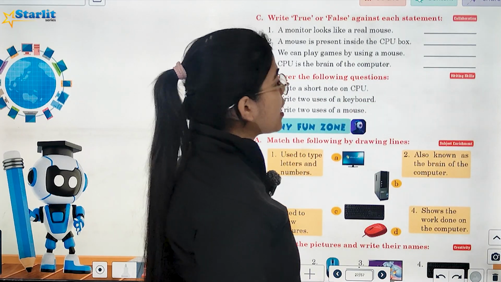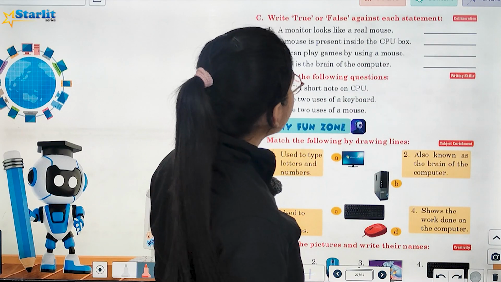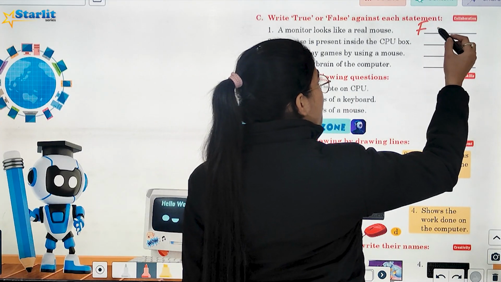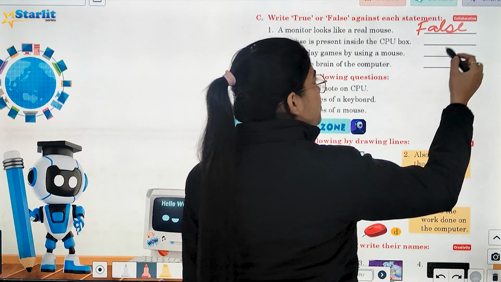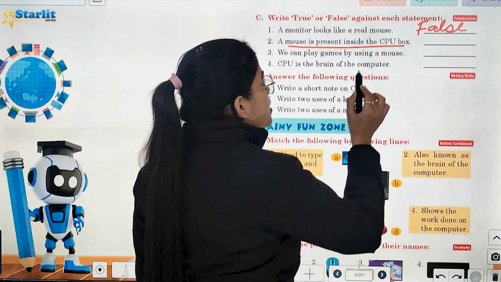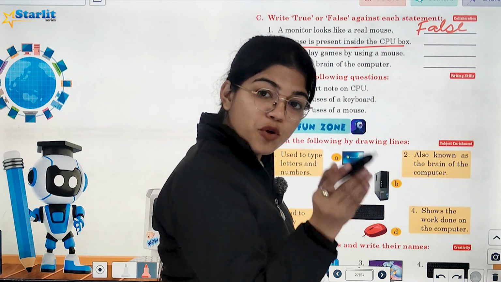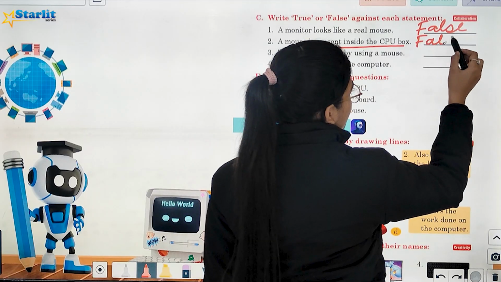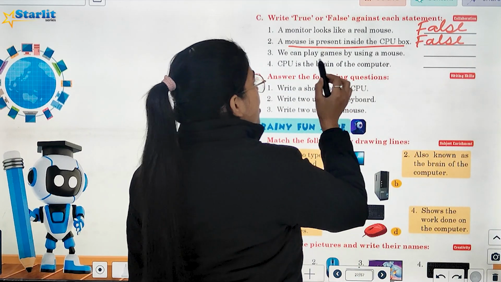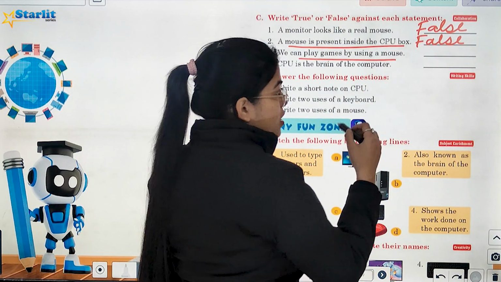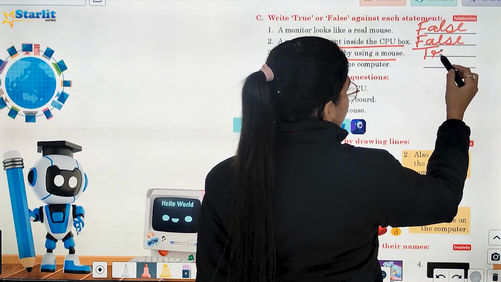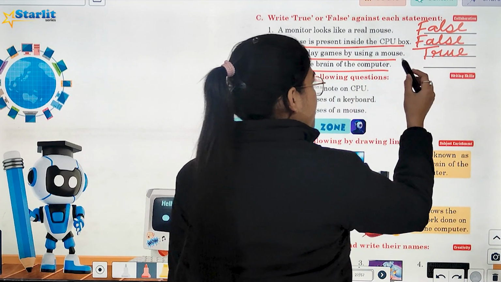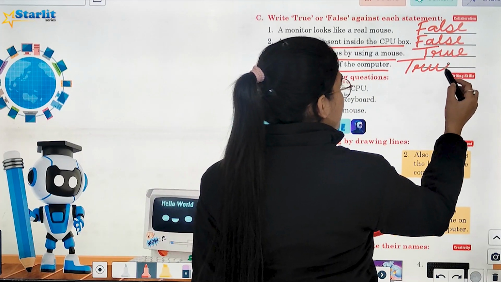Next, write true and false against each statement. First is a monitor looks like a real mouse. Monitor एक real mouse की तरह दिखता है. False. Monitor television की तरह दिखता है. A mouse is present inside the CPU box. Mouse CPU box के अंदर present होता है. False. CPU is present inside the CPU box, right? We can play games by using a mouse. Yes, true. And then CPU is the brain of the computer. Yes, CPU क्या है? कंप्यूटर का brain है. Again, the statement is true.